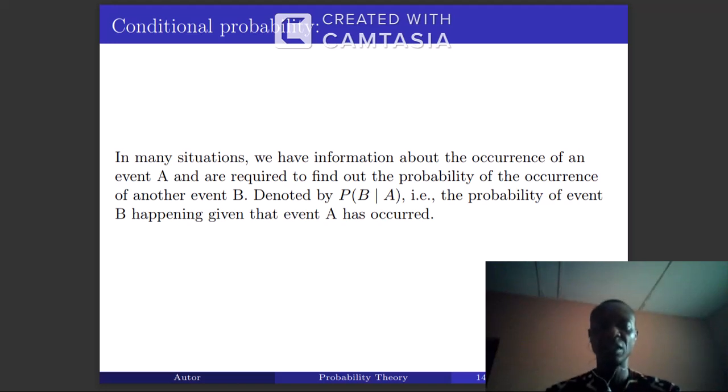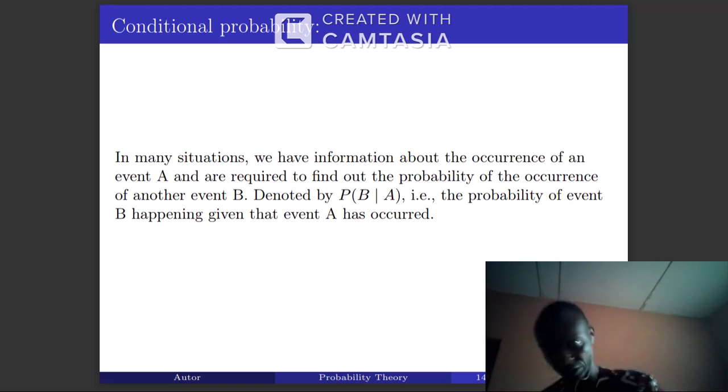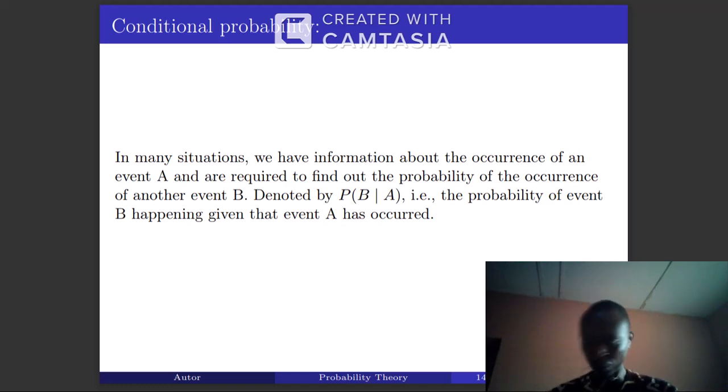Now, let's move to conditional probability. In many situations, we may have information on the occurrence of a certain event which has already happened, which may eventually affect the occurrence of another event that we are expecting to happen. So, we have information about the occurrence of an event and are required to find the probability of the occurrence of another event B. We denote it by the probability of B, such that A has already occurred.